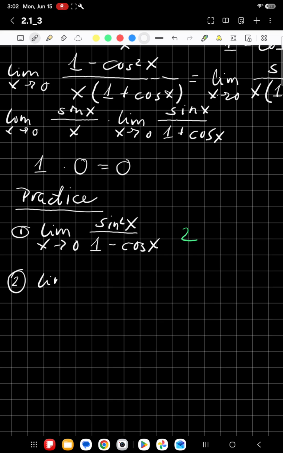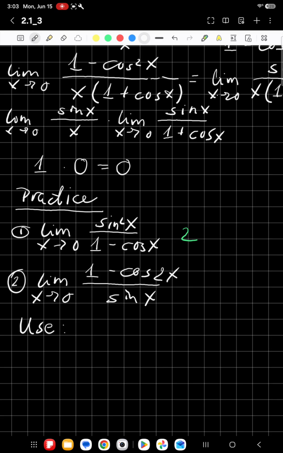The second one is also the limit as x approaches 0, and this time I have 1 minus cosine 2x over sine x. For this one, you can use that identity: cosine 2x, the double angle identity, is cosine square minus sine square. So that's problem number 2. The answer for this one is 0.